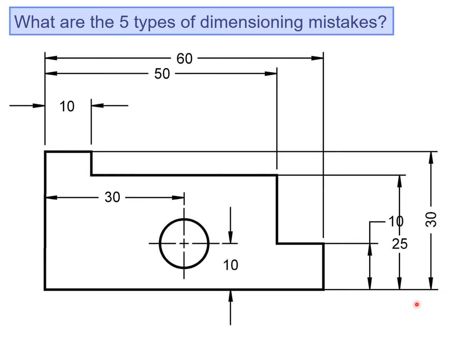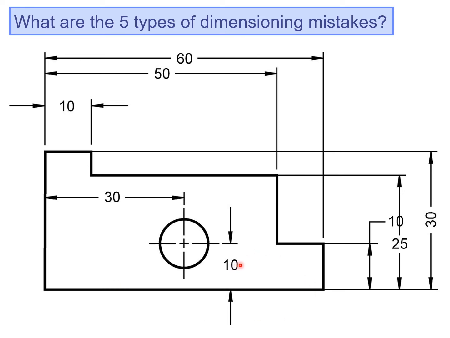Okay, another mistake that we see is avoid placing dimensions inside the object. If there was no room to place the dimensions outside, then it's acceptable to leave it inside. But we have room, so we're going to take this 30. We can either place it downward, but we want to group it with another group of dimensions, so we're going to take the 30 and move it up. And actually place it up here with the 10, 50, and 60. We tend to try to group dimensions together.